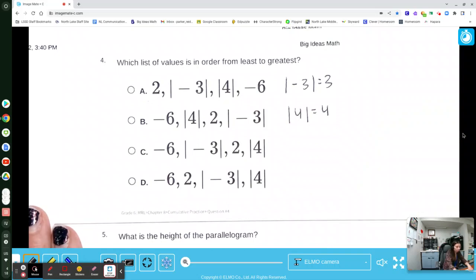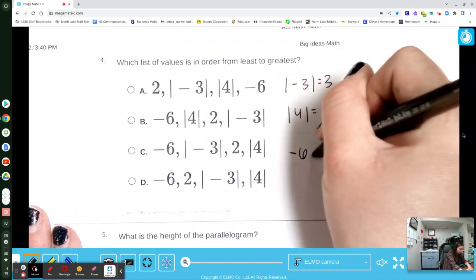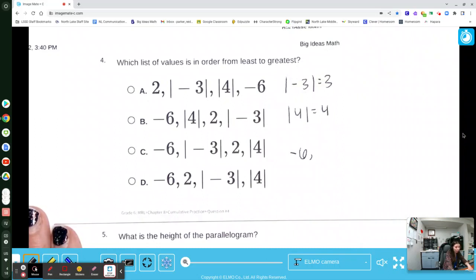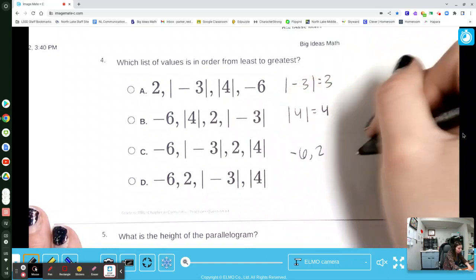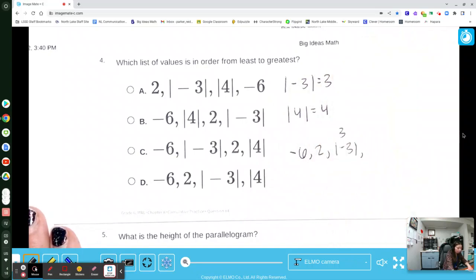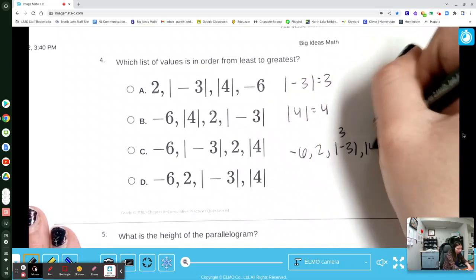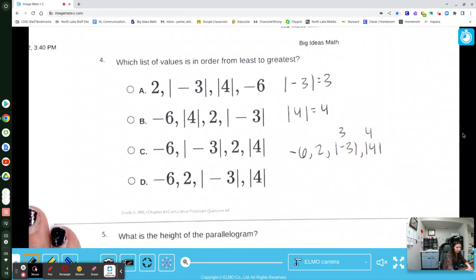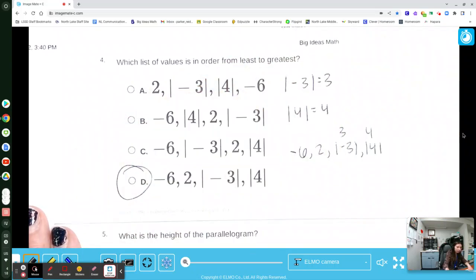What's the least to greatest order? Well, negative 6 would definitely be the least since it's the only one that's actually negative. Next, I would have 2. Then I would have the absolute value of negative 3 because, again, that just means positive 3. And then finally, I'd have the absolute value of 4 because that just means 4. So I want the bottom option here, D.